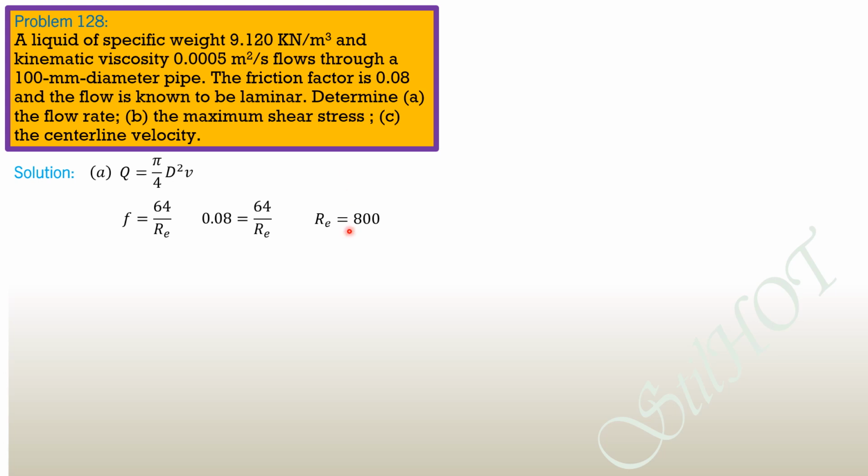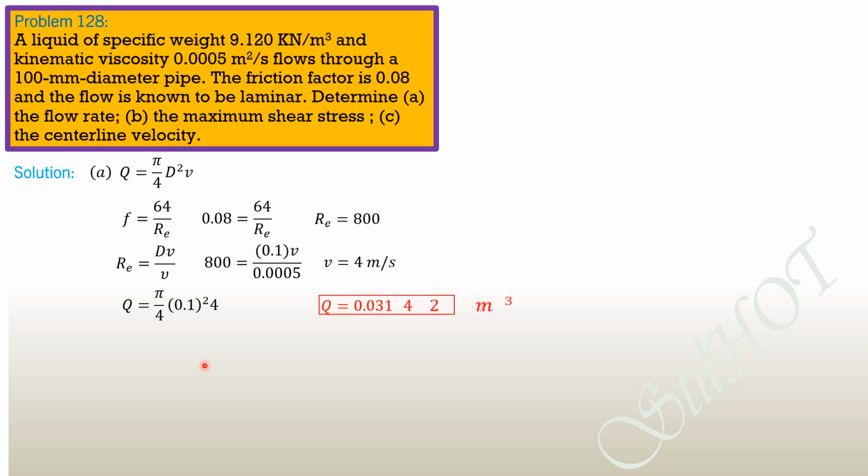Then Reynolds number is also equal to the diameter times mean velocity divided by kinematic viscosity, diameter 0.1 meter, mean velocity unknown. So from there, we can compute the mean velocity. 800 is equal to 0.1 times mean velocity of flow over 0.0005. So the mean velocity of flow is equal to 4 meters per second. Then we can now compute the discharge, pi over 4 times diameter 0.1 squared times mean velocity of flow 4. So Q is equal to 0.03142 cubic meter per second.